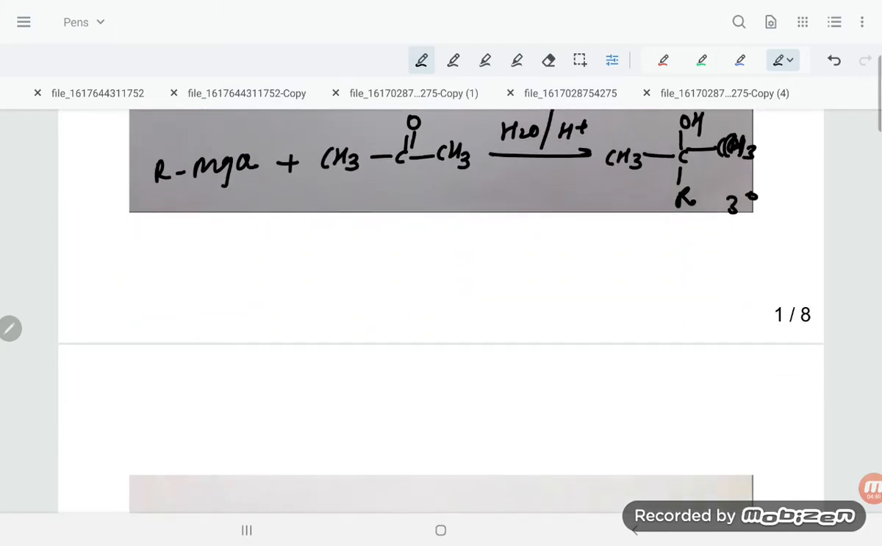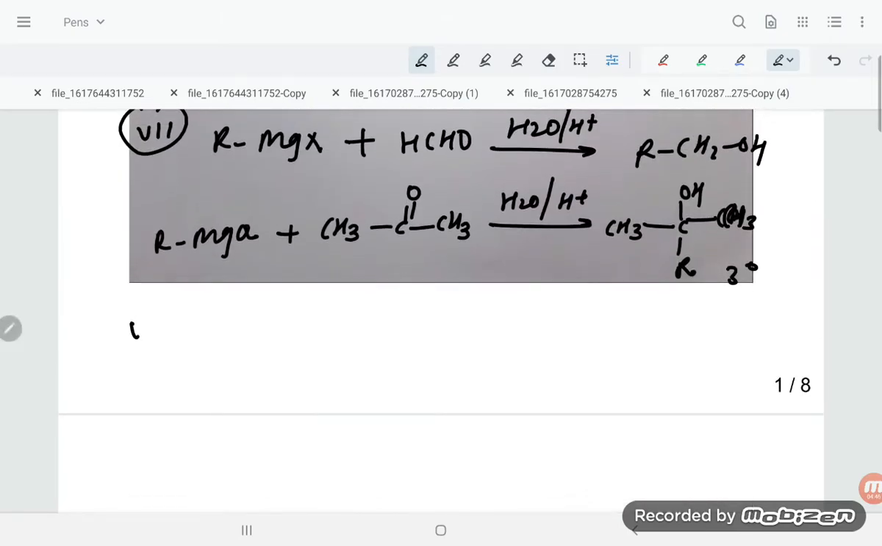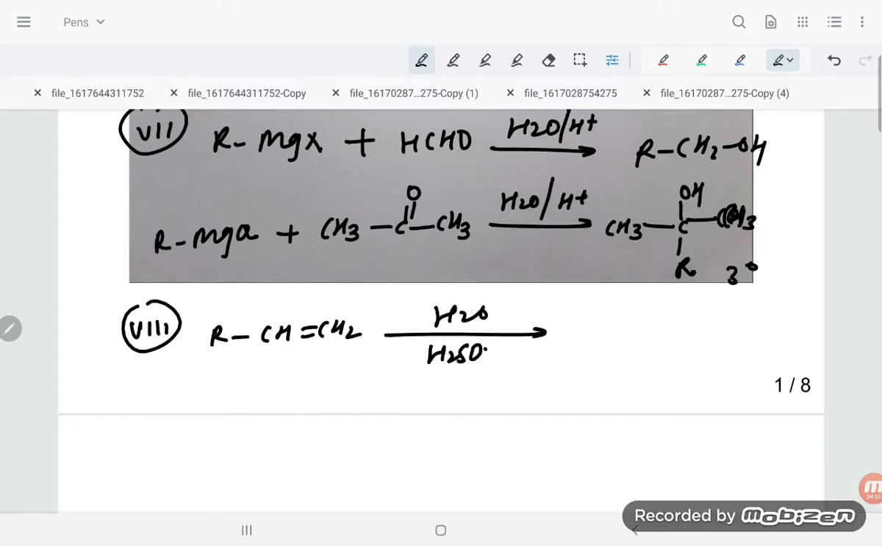Now the next method is from the hydration of alkene. You can also prepare alcohols by hydration of alkene. It is RCH=CH2, and you add H2O in the presence of H2SO4.